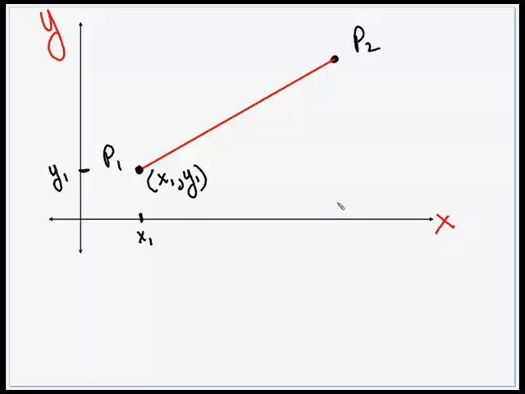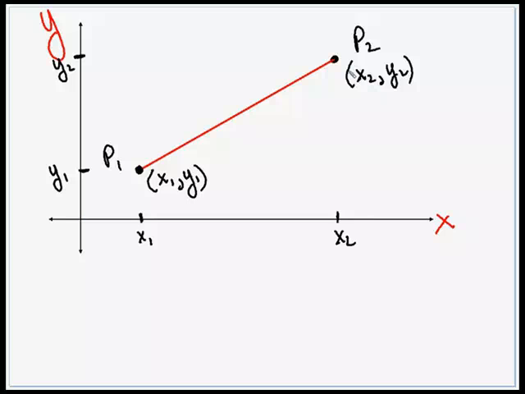And then here's point 2. Here is our x sub 2. That gets up to the function, that's mapped over to the y-axis. This would be our y sub 2. So this point is x sub 2, y sub 2. And we want to find the distance between those points.